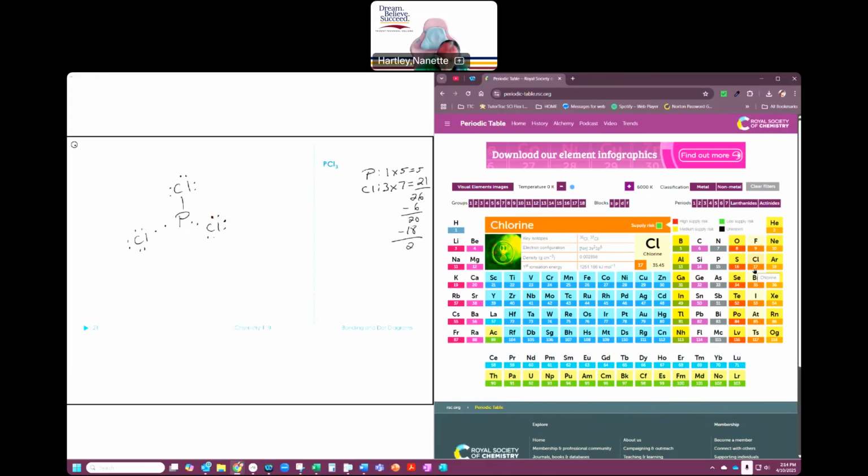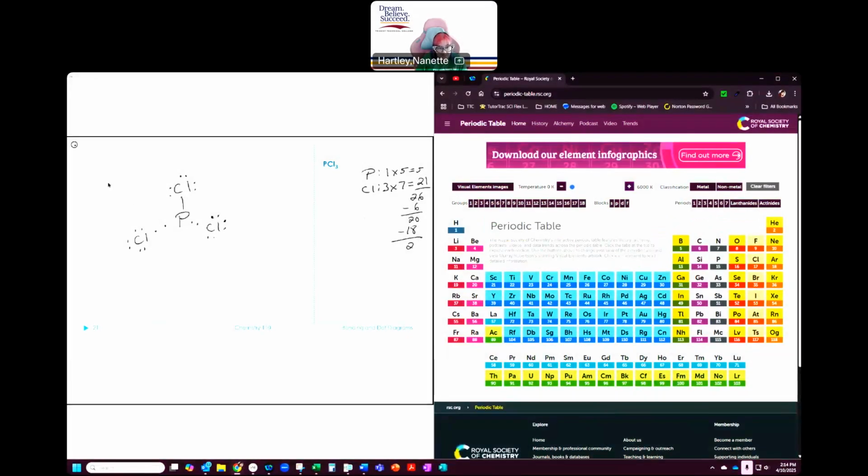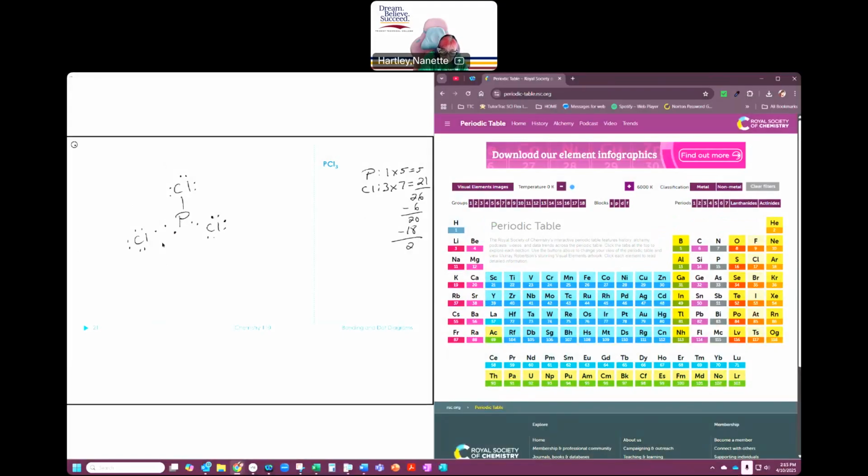And that leaves me with 2. So 18 were taken up by fulfilling the octets on those. And then there are 2 left over that go on my central atom. So 2 left, and I put those on my central atom, right there. That's because I have 2 left, and they have to go somewhere.